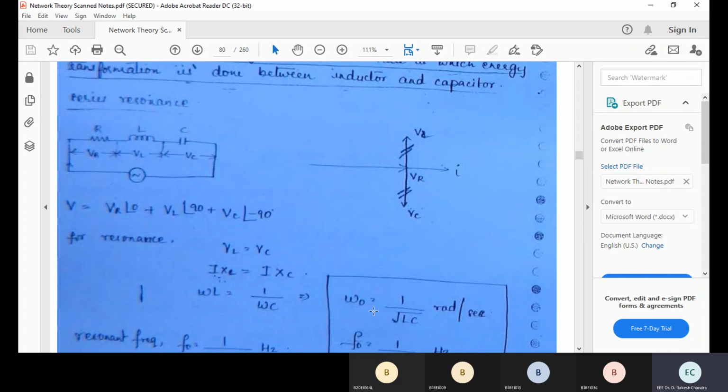Your Z is equal to R because Z is equal to R plus J into (XL minus XC). XL is equal to XC means that the reactive components are absent, then Z is equal to R. What is your power factor? R by Z, then Z is equal to R, so R by R. It's a pure unity power factor.